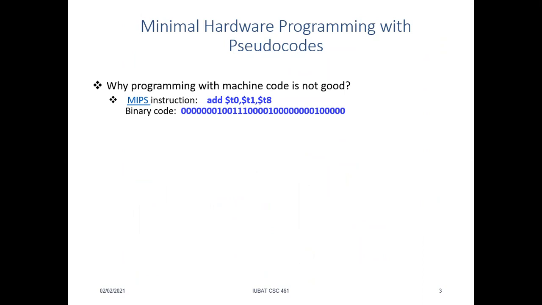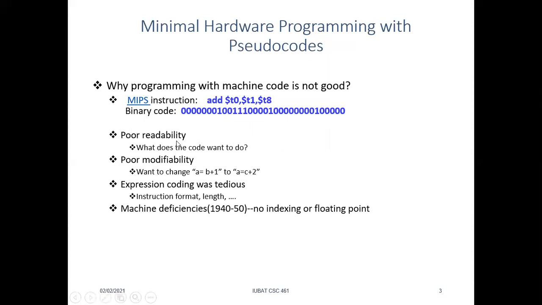I think all of you know the answer already. For example, if you want to add two operands in machine code, the minimal hardware instruction is to add two registers and store the result into T8. That means add T0, T1 and store to T8. But if you want to write the corresponding binary code, this is the pattern, so you have to write 000 and so on. Obviously this is not easy to read. It has poor readability, which we studied in the last chapter. It also has poor modifiability. If I want to change from A equals B plus 1 to A equals C plus 2, there are a lot of things you have to change here. So this is also very difficult, right?